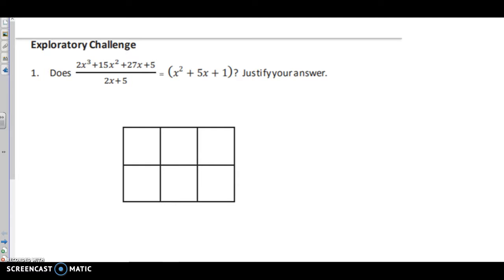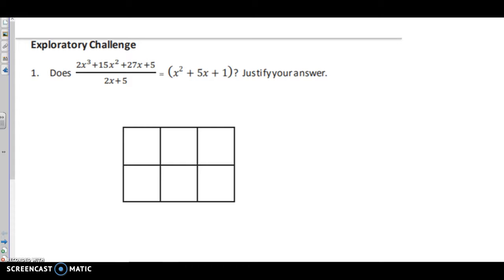This is kind of a conglomerate of lessons 3, 4, and 5, as there's only certain parts you need from each lesson. So the first begins on page 11 of lesson 3, and we're going to be focusing on the division of polynomials. So our first problem is 2x cubed plus 15x squared plus 27x plus 5 divided by 2x plus 5. Does that equal x squared plus 5x plus 1?